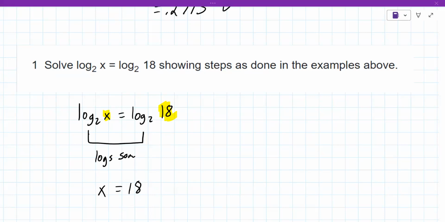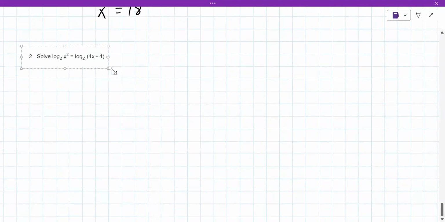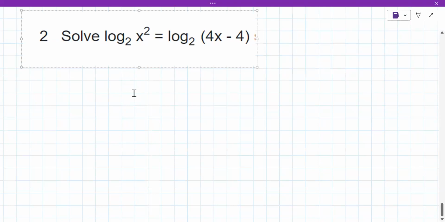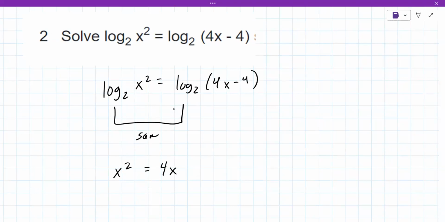All right, so here's number 2. But again, kind of like number 1, they both have the same log base. Log base b, they're the same. Because those are the same, you can set the part inside equal: x squared equals 4x minus 4. So we set the inside part equal to the inside part if the logs are the same.